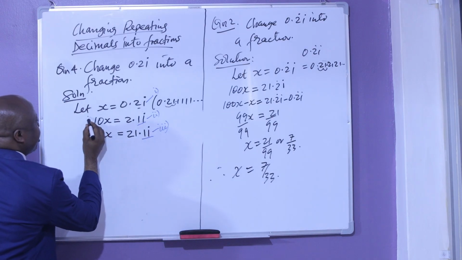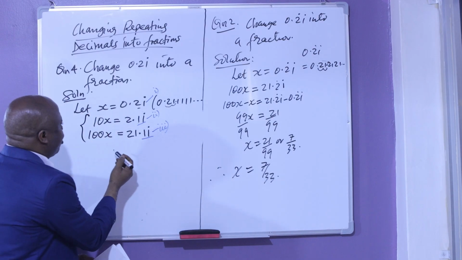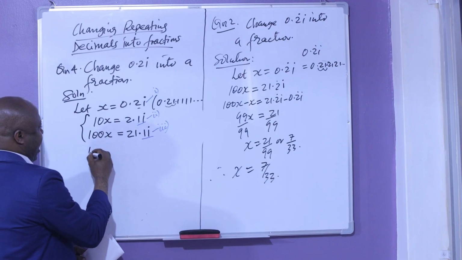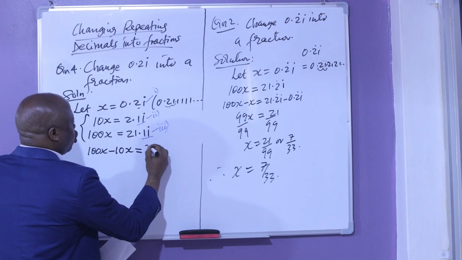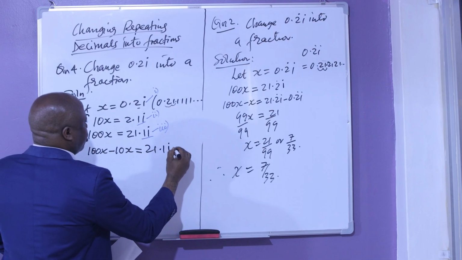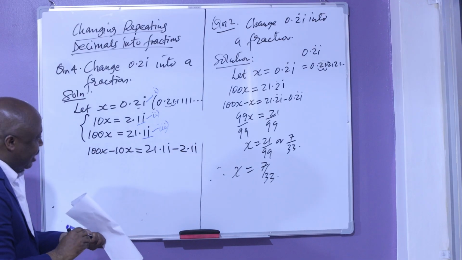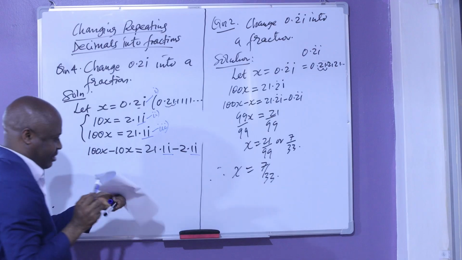My choices here are the second and the third. And therefore, I'm going to subtract the second from the third. This is what will happen here. 100x minus 10x will be equal to 21.11 dot minus 2.11 dot. See that the 11 dot now can slash because these are exactly the same.